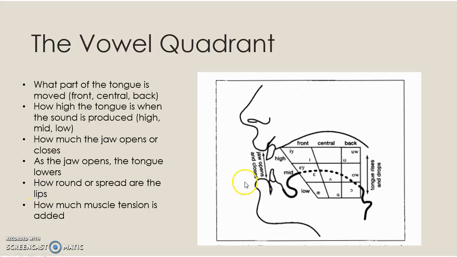Also, we have to consider how round or spread your lips are. For E, for example, the lips are spread, mostly in a smiling position, whereas when you pronounce the sound of O, they are totally rounded. Then how much muscle tension is added, and we see it here. A is a tense vowel, whereas E is a lax vowel.